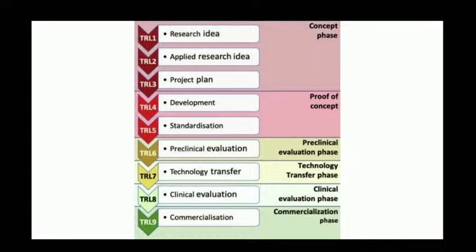TRL means technology readiness level. So you have a research idea. It becomes an applied research idea. It becomes a project plan. This is the concept phase. Then comes development and standardization. That is proof of concept. That is also done by you.